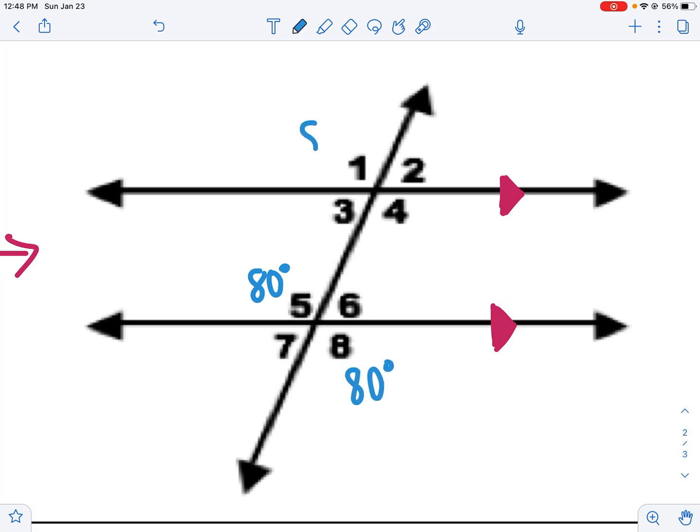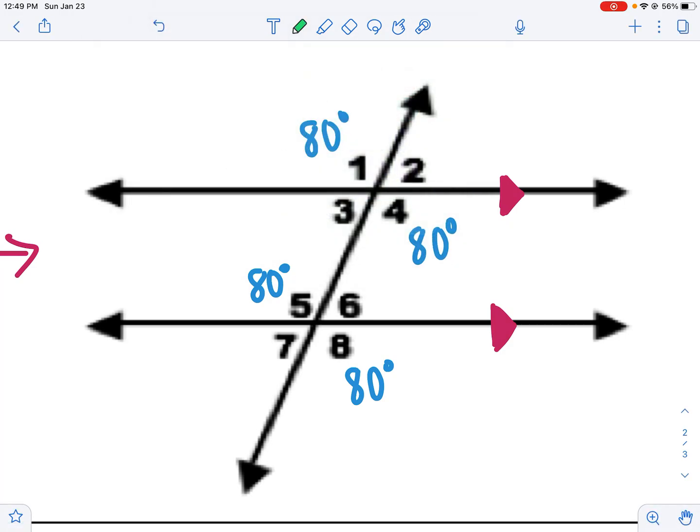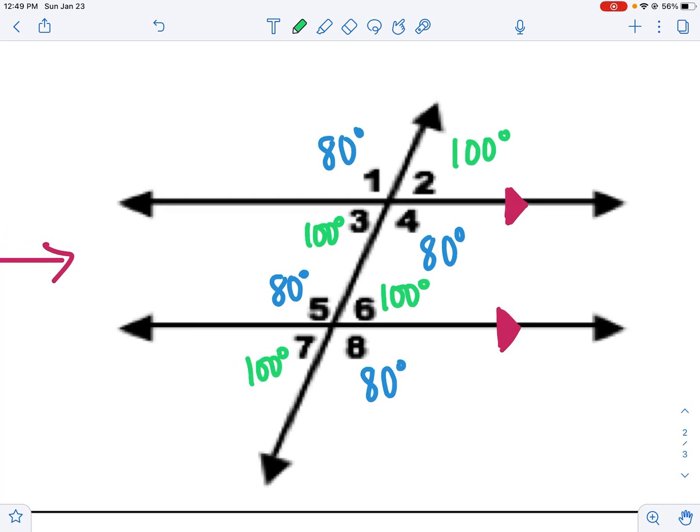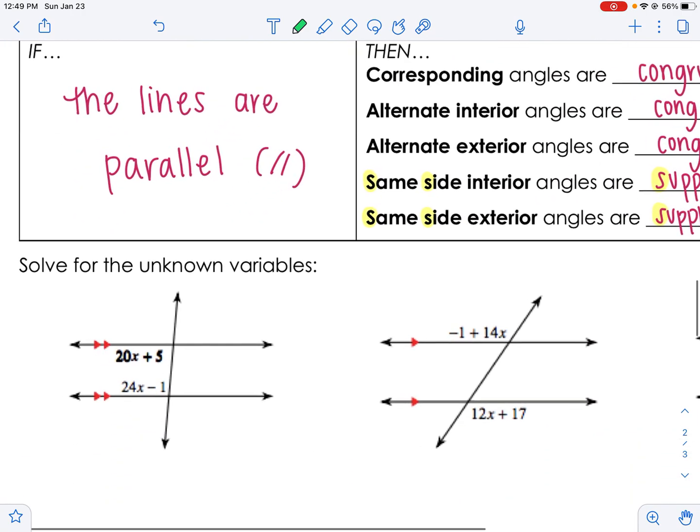Well, if angle 5 is 80 degrees, hopefully you're able to get that angle 8 is 80 degrees, and so are angle 1 and angle 4. Those are all 80 degrees. All the other ones would be 180 minus 80 makes that 100 degrees, makes that 100 degrees, makes that 100 degrees, and makes that 100 degrees. So it's really nice if you have numbers, but you can do the same thing with expressions as well.